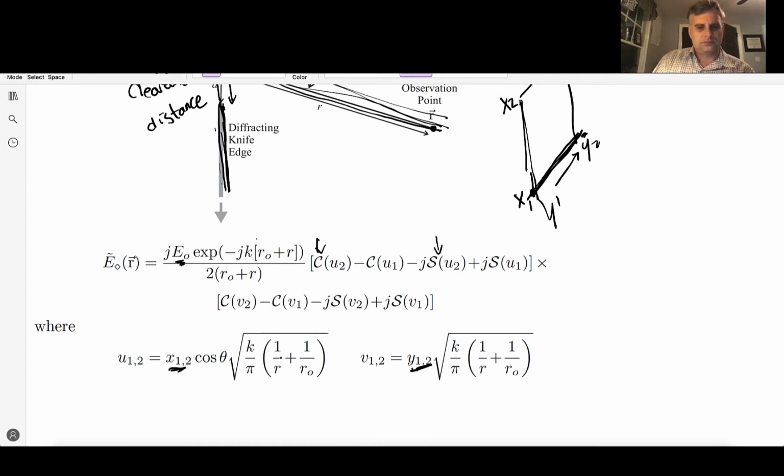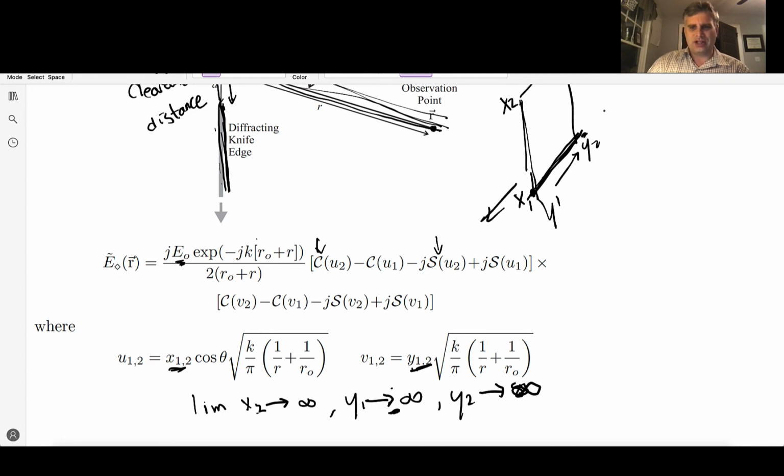So now let's go ahead and take the limit as x2 goes to infinity, y1 goes to infinity, and y2 goes to infinity. So all of these limits, as the distances go to infinity, x1, x2, y1, y2, u2, v1, v2 also go to infinity, which means we're going to take these cosine integrals, sine integrals, and evaluate them at infinity. And when you go to positive infinity, and I should make a distinction here, this one should go to negative infinity because we're stretching the edges as far as we can make them.